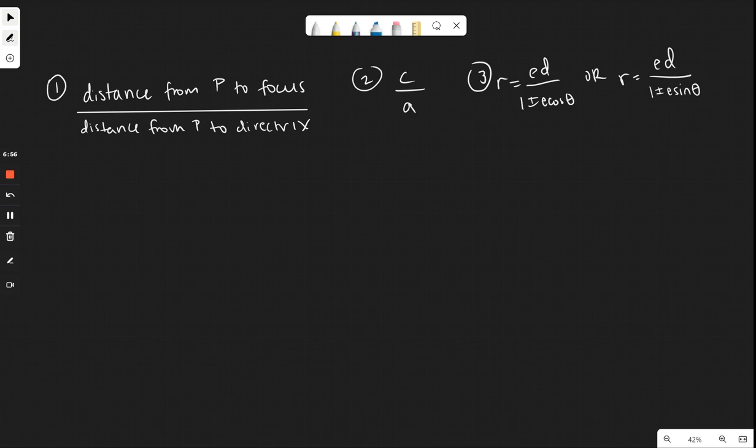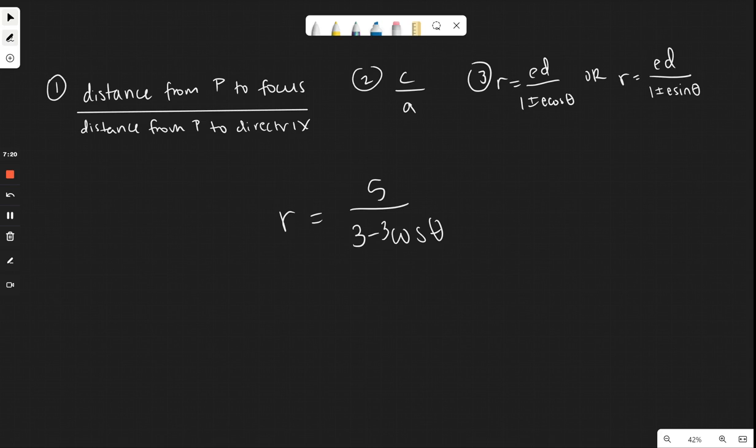Sometimes you'll see polars used to represent conics. So if you have something like r equals 5 over 3 minus cosine theta. Oh, let's do 3 minus 3 cosine theta, okay? Well, we want to get this into this form, and that will really help us get our eccentricity.